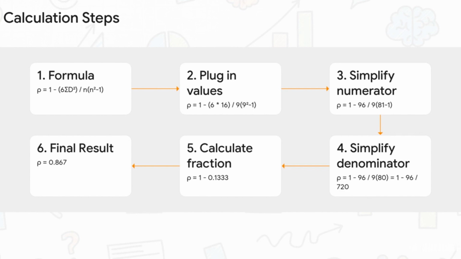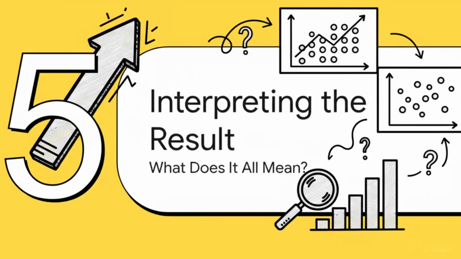Okay, let's simplify. On top, 6 times 20 is 120. Easy. On the bottom, 10 squared is 100, minus 1 is 99, and 10 times 99 is 990. So now our whole problem is just 1 minus 120 divided by 990. If you pop that in a calculator, 120 divided by 990 is about 0.1818. And for the final step, 1 minus 0.1818 gives us our result, 0.818.